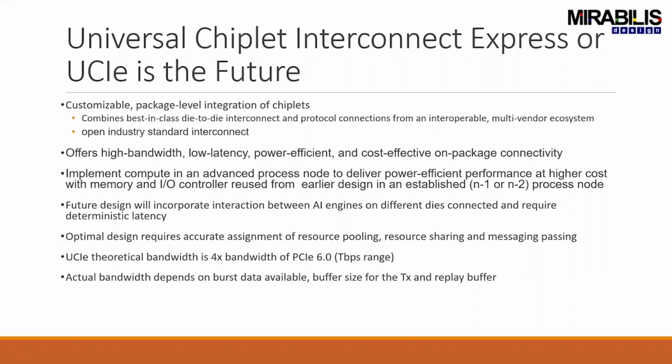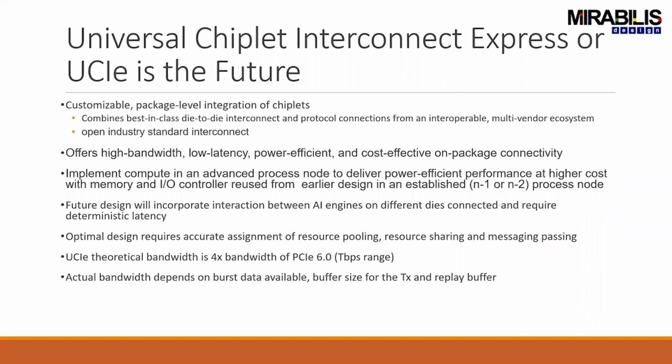Of course, there is this challenge that's going to come up where there's going to be a lot more interaction in future designs where even the AI engines are going to be distributed across multiple dies. There's going to be a lot of communication between them, data transfers, coefficients, signaling, a lot of control. A lot of them is going to go across in the future, which will require deterministic latency. Can the system provide that? That is where you want to look at optimal designs where you do the accurate assignment of different types of resources, both pooling the resources or even sharing resources.